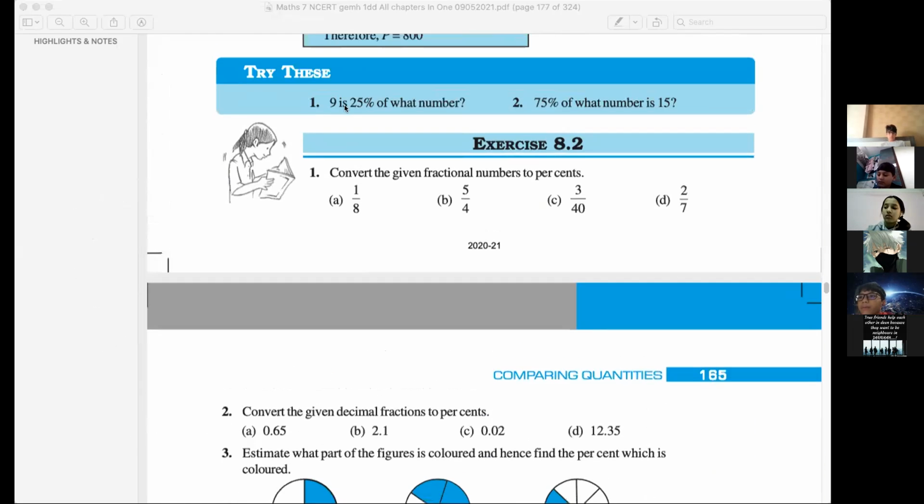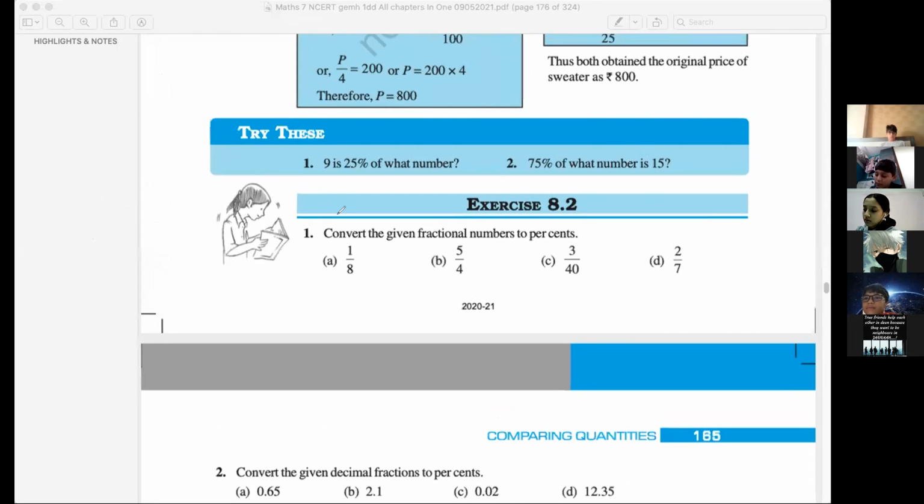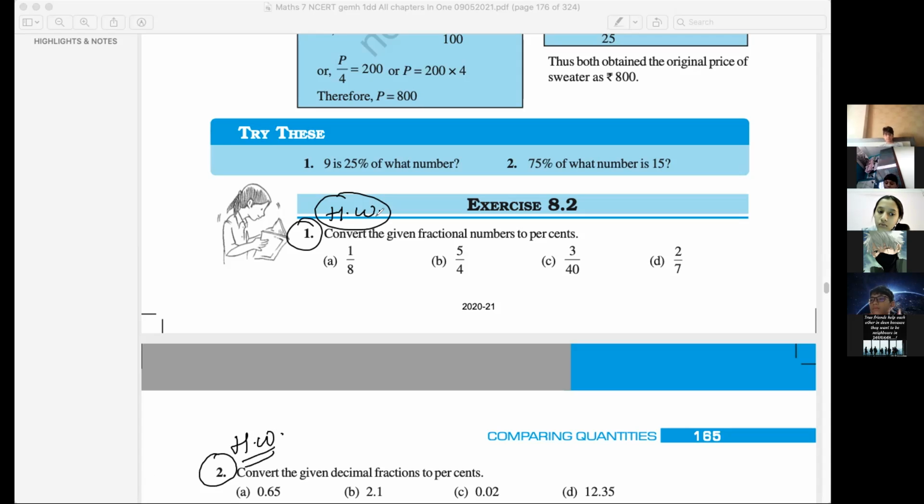Ma'am, you are giving from exercise. Yes. Okay. Question number 1 is homework. Convert the given fractional numbers to percentage. Okay, you know how to convert it into percent? Just multiply it by 100. Okay, and put a percent sign. So question number 1 and question number 2, I'll check. These are homework on Thursday.